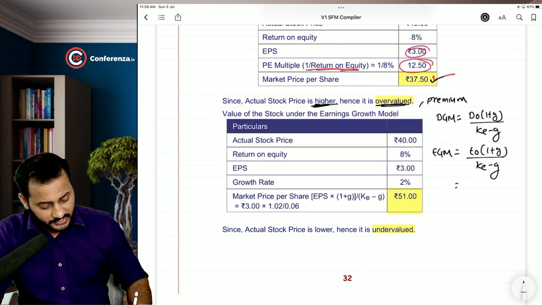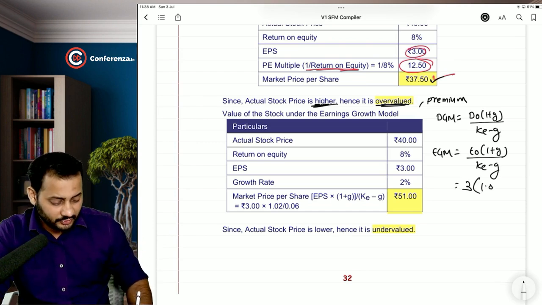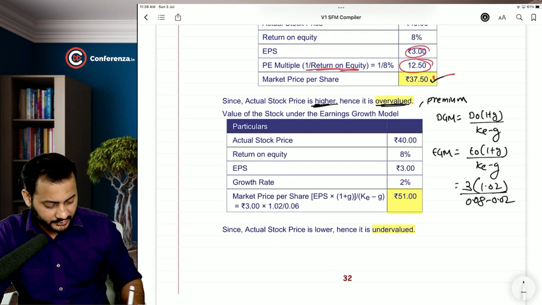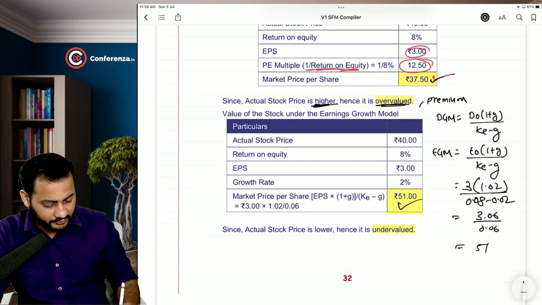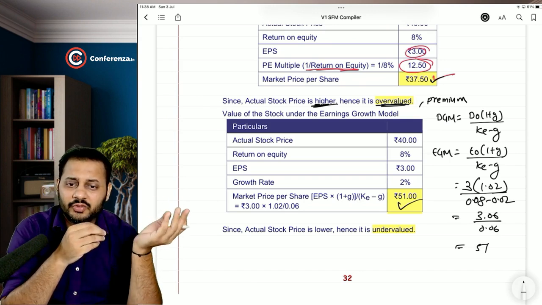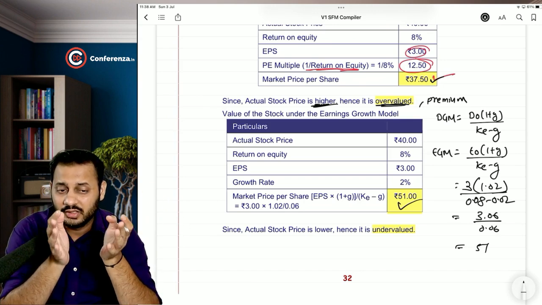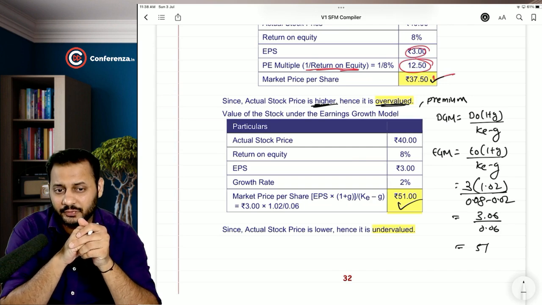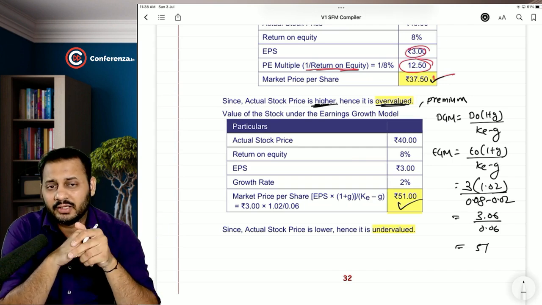So the formula is like this: 3 rupees is your earning, growth rate is 2%, cost of equity 8% is given to you. So it goes to 3.06 divided by 0.06, and the answer will be 51. Solving the question is very easy. Why we have used such a formula is why I am here to explain it to you. So the theoretical market price is 51.